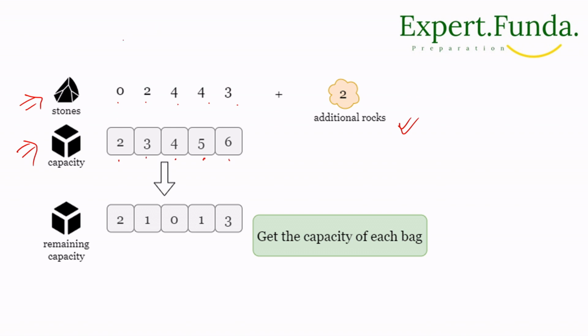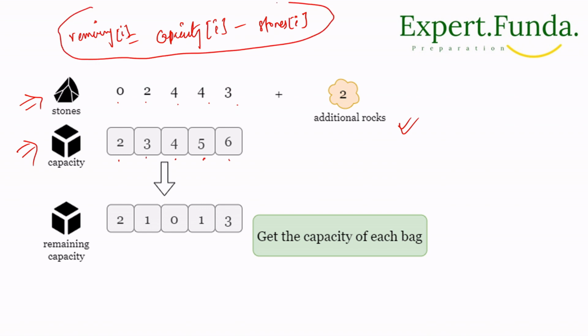So what we have to do is take the remaining capacity. What is the remaining capacity? We have taken the formula: first we take the capacity of I, minus the current stone value, the rocks of I, and whatever comes is our remaining of I. So this is the formula that we will use.